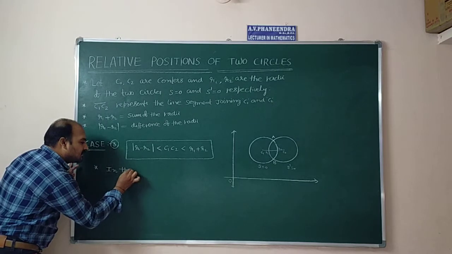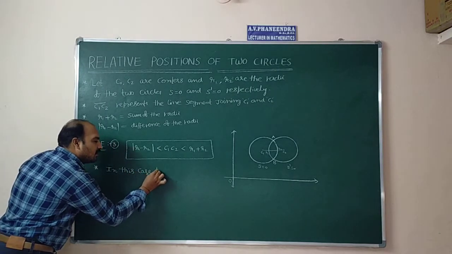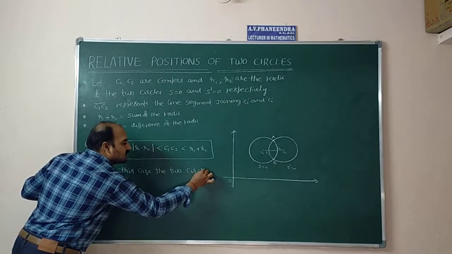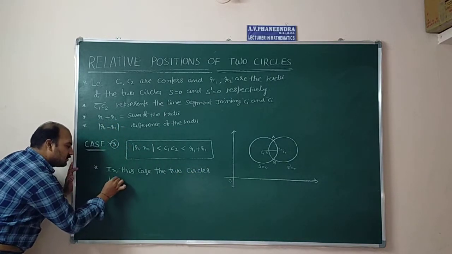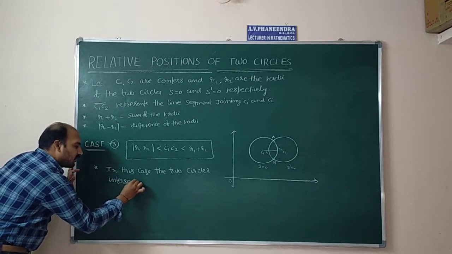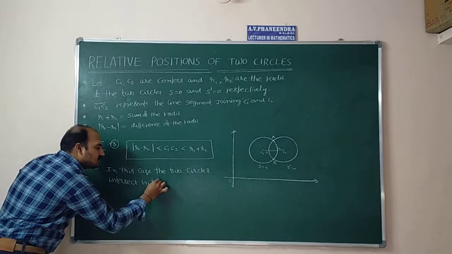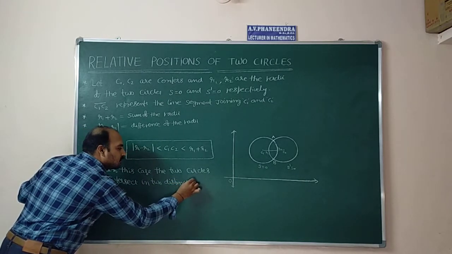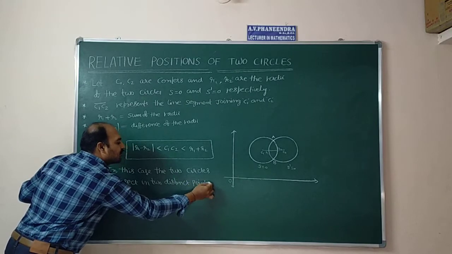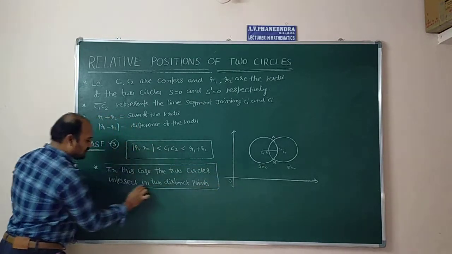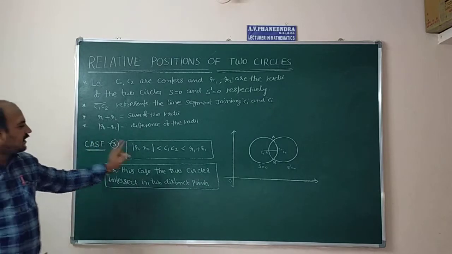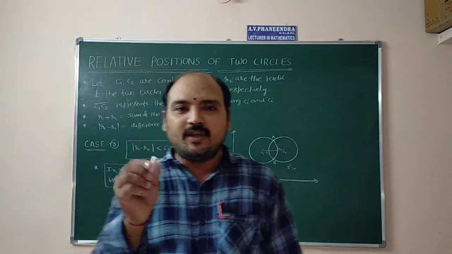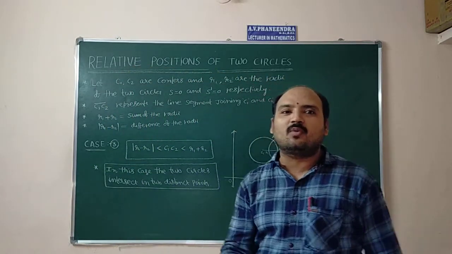In this case, the two circles intersect in two distinct points. Whenever the circles intersect in two distinct points, the condition is mod R1 minus R2 is less than C1 C2, which is less than the sum of the radii, that is R1 plus R2.